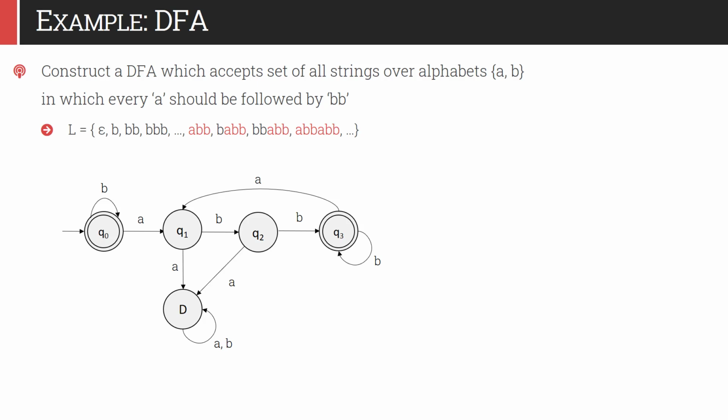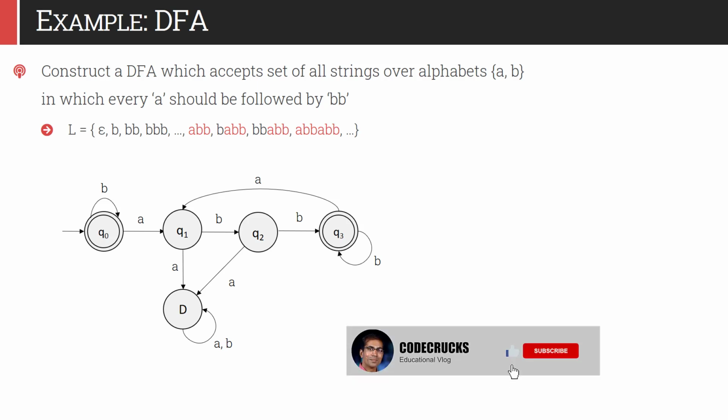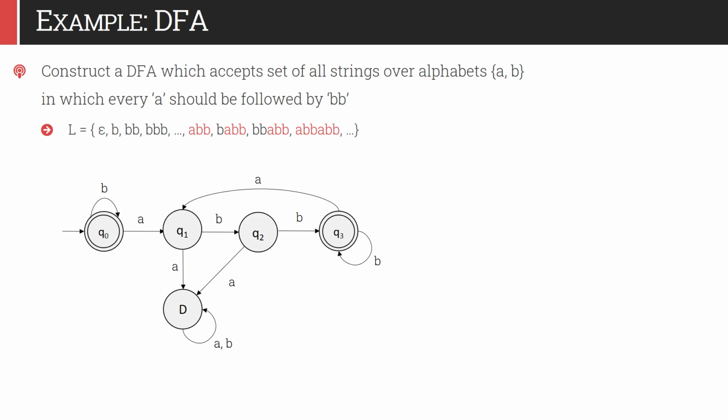So this is the desired DFA. It will produce all these strings. It will generate epsilon, b, double b, triple b, or abb, or b a double b, double b a double b, or any combination where if a is present in the string, it would definitely be followed by 2 b's.